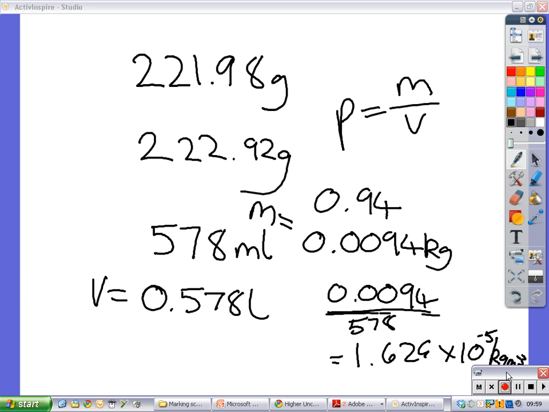So it'd be 5.78. So do 0.094 divided by 5.78. What do you get? 0.0094 divided by 5.78... 1.66 times 10 to the negative 3. You must have put in an extra zero or something. Right, let's go back to that now. Let's go for a break and I'll think about it.